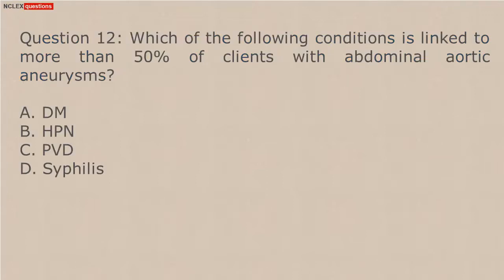Question 12. Which of the following conditions is linked to more than 50% of clients with abdominal aortic aneurysms? A. DM. B. HPN. C. PVD. D. Syphilis.